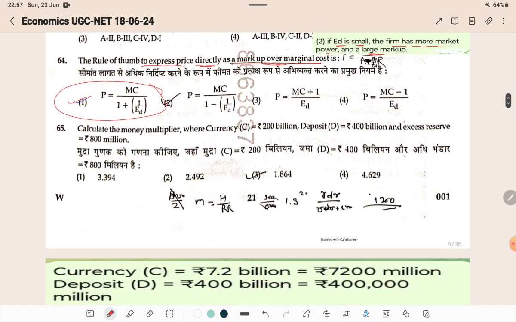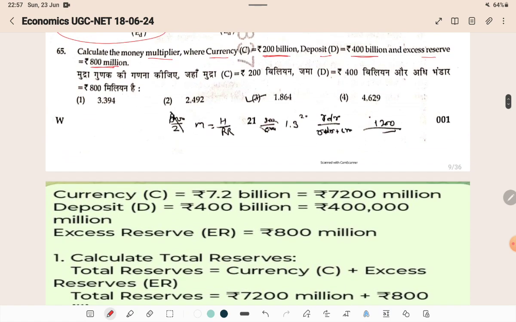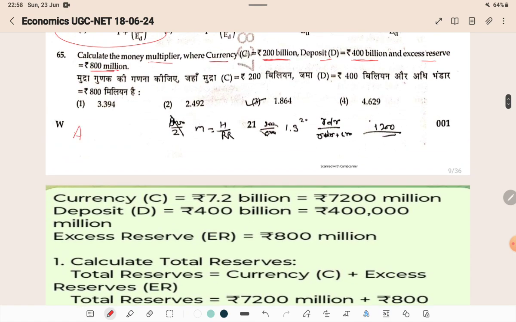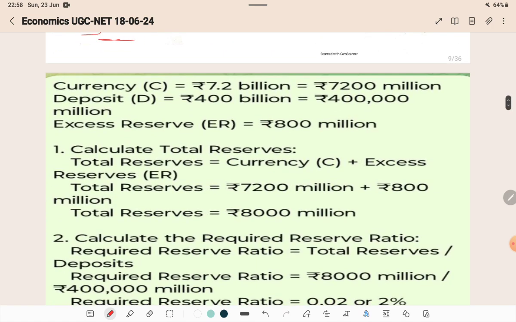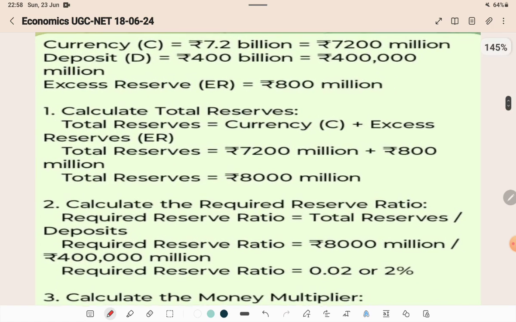Now the next question: calculate the money multiplier where currency C is equal to 200 billion rupees, and deposit D is equal to 400 billion, and excess reserve is equal to 800 million rupees. So all the four answers here are wrong. Here the answer will be, I think, 50. Here we can see the explanation of this question.